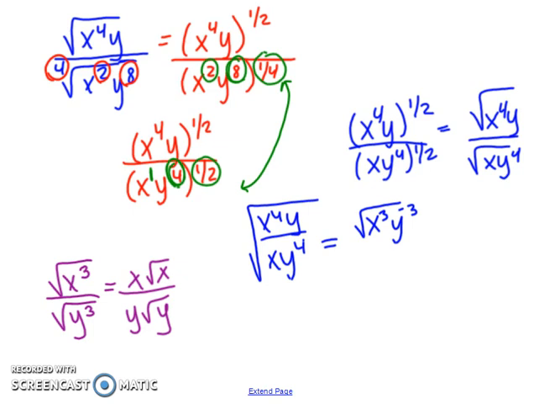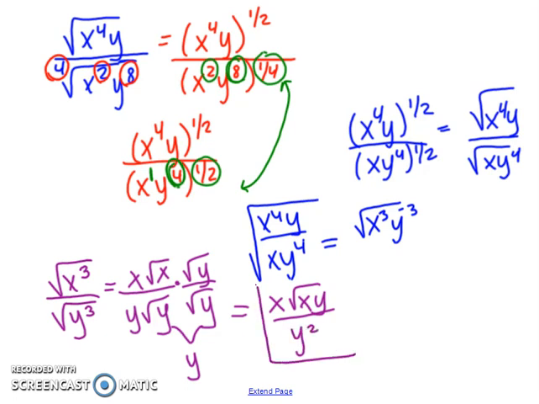So now we need to rationalize. So multiply by the square root of y over the square root of y. So this is going to give us x radical xy over, these two are going to become a y, and I already have a y, so now I have a y squared. And that's going to be my final answer.